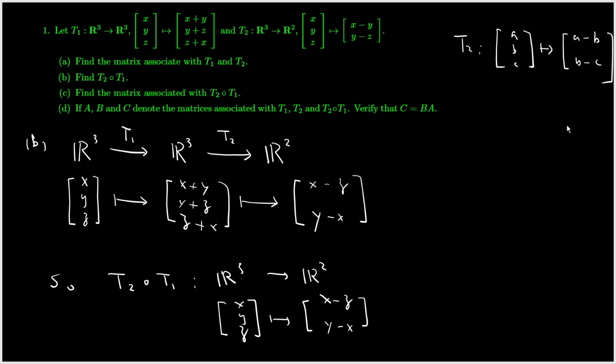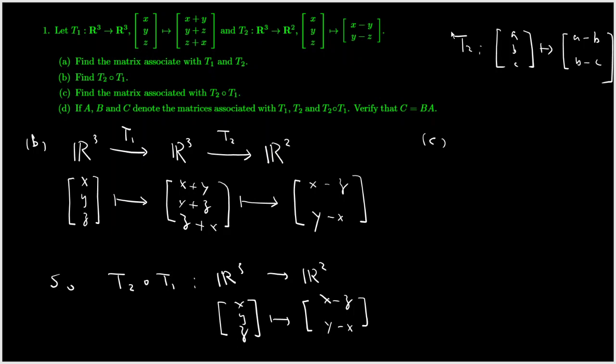I told you it's also possible to use the dummy notations, replace x, y, and z with a, b, c for T2, and then to get this, you compute a minus b. Your a is x plus y. Your b value is y plus z. You compute a minus b. So you have that component. Either way is okay. Now we work on question C.